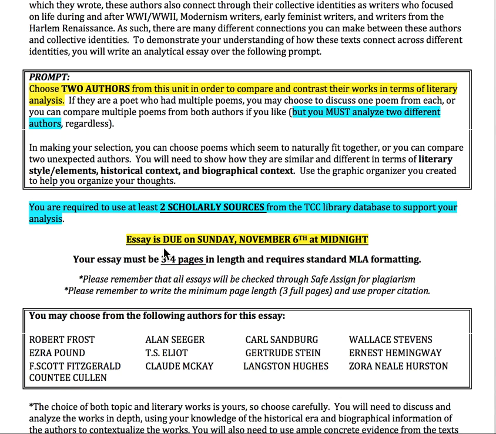Either way, you will have to use at least two scholarly sources from the TCC Library database to support your analysis. You can use outside sources beyond this. You definitely can use biography.com or Encyclopedia Britannica or whatever you want to use. That's fine, but you absolutely have to use two scholarly sources as well. And you have to, of course, cite them in text, and you have to cite them in the bibliography as well. So on your bibliography, I should have at least 4 entries, 2 for the scholarly sources and 2 for the different authors and works that you're writing about.